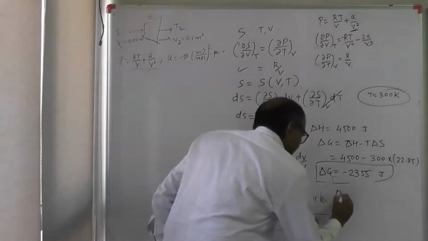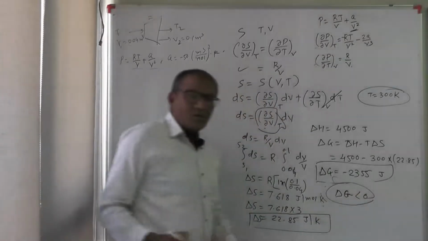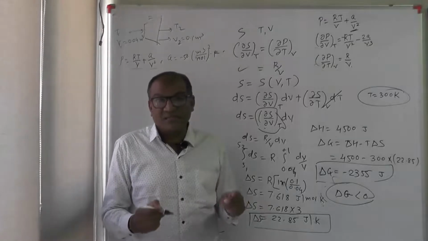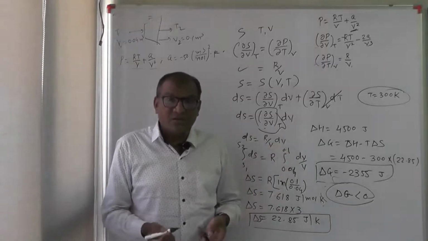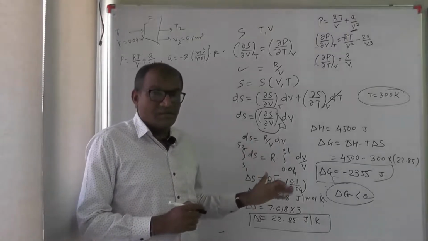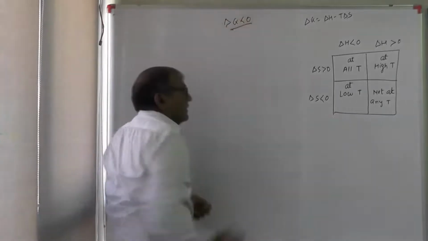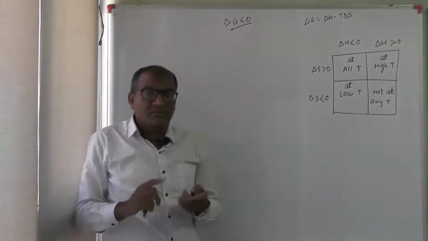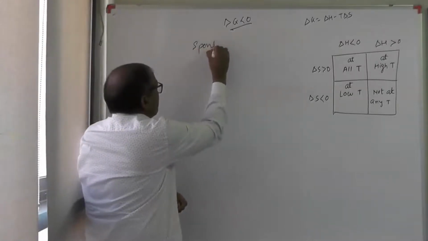We are getting delta G is negative. What is the significance of a negative Gibbs free energy change? If it is a positive change, if it is a negative change, what will be the significance? Please think critically. Okay. We got delta G is negative. If delta G is negative, the change in Gibbs free energy is negative, the process is spontaneous. Okay. What do you mean by a spontaneous process?